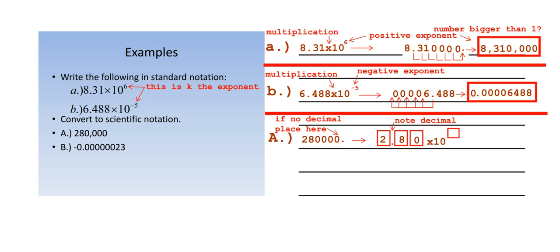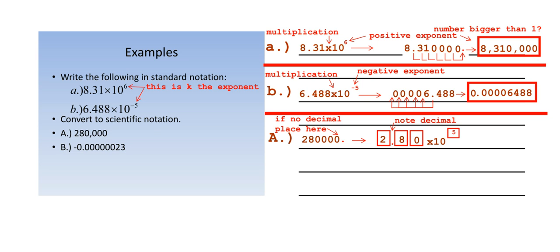Okay, so how many places did I need to move that decimal point in order to get it between the 2 and the 8? Let's see. You can visually see it on your screen or move your finger along the screen, right? So 1, 2, 3, 4, 5 places if you move your finger along the screen, right? So it means my exponent is a 5.